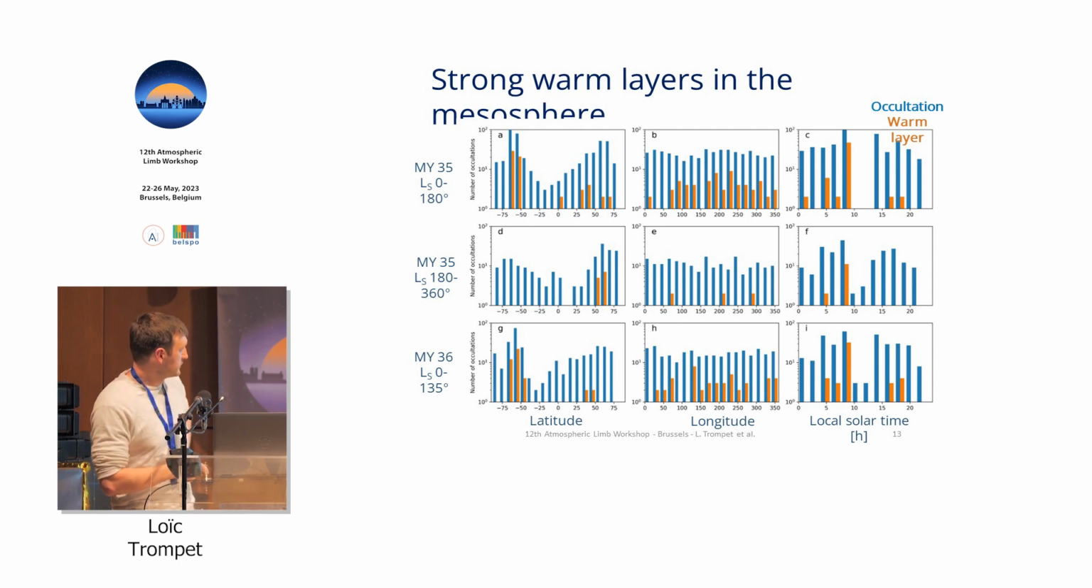Here you have some histograms of the distribution of those strong warm layers. In fact, I've split those histograms into half years. So you have Martian year 35 first half year, second half year, and Martian year 36 first half year. And we see them more often in the southern hemisphere in the first half year, and then more in the northern hemisphere in the second half year. There is no longitudinal trend here, but it's probably due to the fact that I'm smoothing all values over a full half year. And we see most of those strong warm layers appearing in the morning. This is clear in those histograms here.